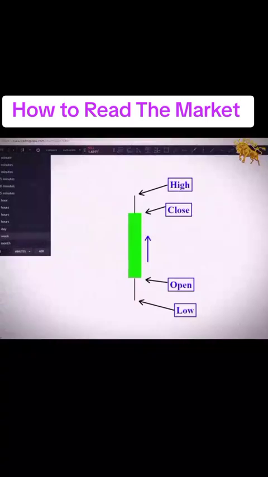So currently we're on a 1 week chart. That means that when we scroll down the chart here, each one of these candlesticks represents a full week of price action. For the green candlesticks, we have a full week of price action that started at the open or the bottom of the green candle.